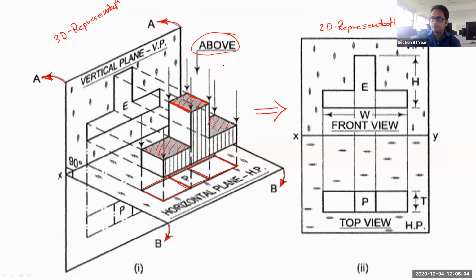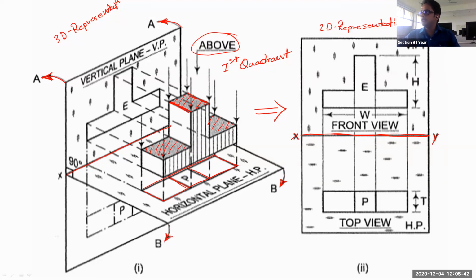This is for the first quadrant. I'm writing here first. This is for your first quadrant. When we open it, this is the line of intersection of the vertical plane and horizontal plane. That will be converted here in your 2D plane like this. So this will become your reference line represented by XY.